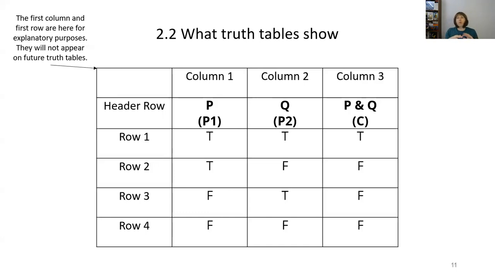But the header row will be the top row. And I'll always try to bold it or do something with what's going on in that row just so you can see that it's a little bit different than the other ones. It also has the premises and conclusion labeled. So in this argument we've just got P and Q, and that's premise 1 and premise 2. And then the conclusion is just asserting P and Q together.